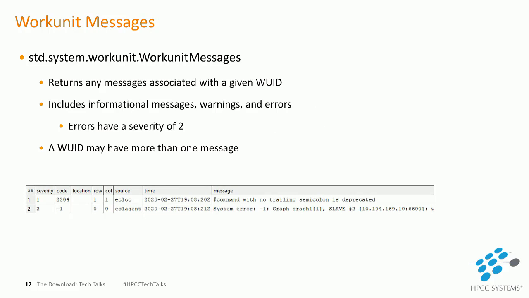The last function that I'm using is the work unit messages function, which returns all of the messages associated with the work unit. It'll include informational messages, warnings, errors. I'm using it to capture the errors for the errors page that we looked at, which are noted as severity of 2 when you pull back the messages. And a work unit can have more than one message. It could have an informational message as well as an error. It can also have multiple error messages depending on what went wrong.